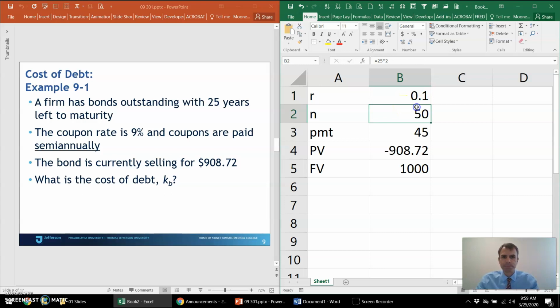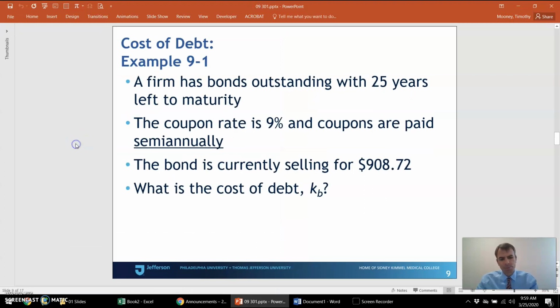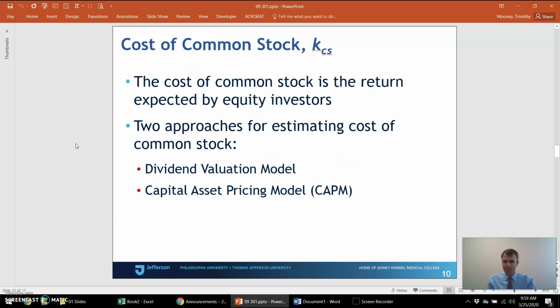So that's how to find yield to maturity for a semi-annual bond. We've seen that in chapter 7 before. If you want to review that some more, in chapter 7, assignment 2, the bond valuation assignment, there's more content there for you. So let's move on and compute cost of common stock, the discount rate on a share of stock.